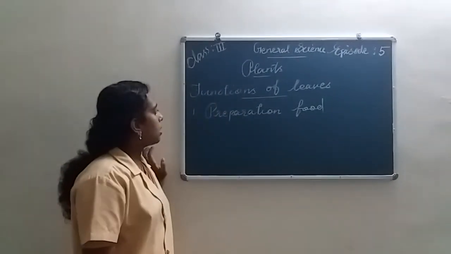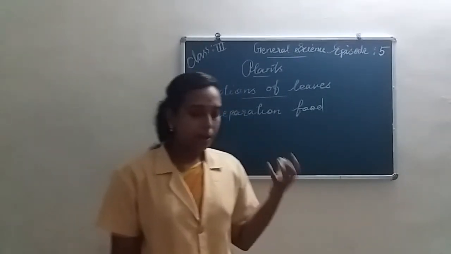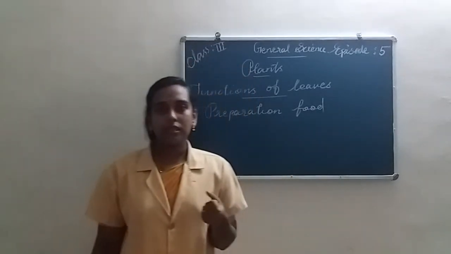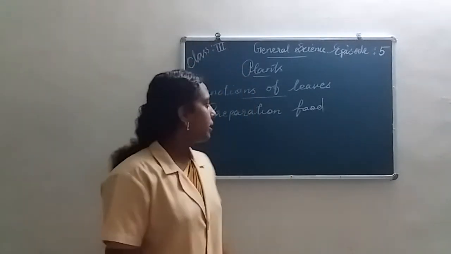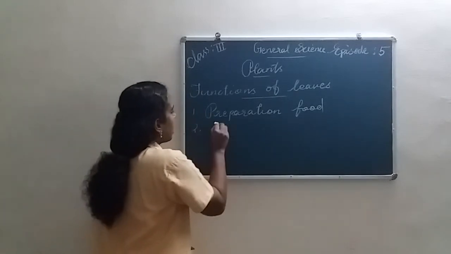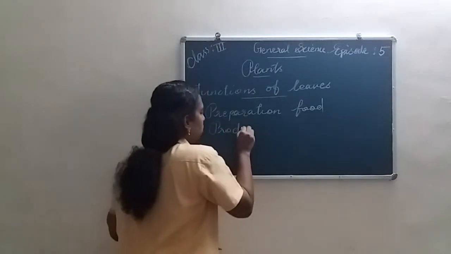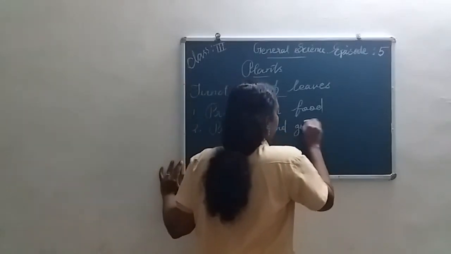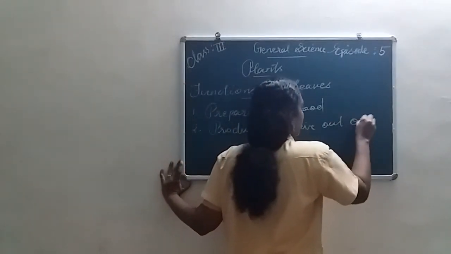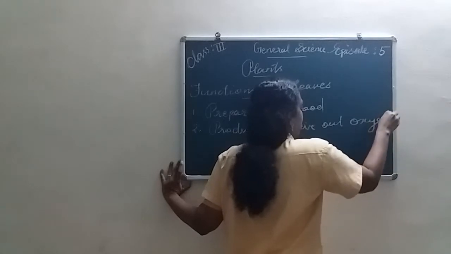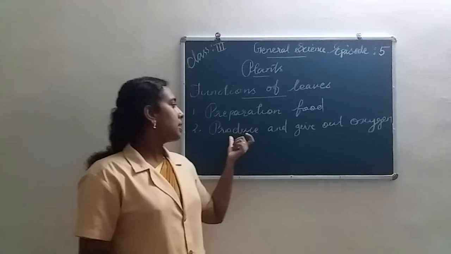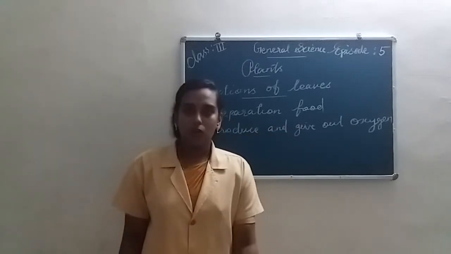And the next one is that the leaves help to produce oxygen during photosynthesis. Plants produce and give out oxygen. So these are the two main functions. First one is preparation of food and the second one is to produce and give out oxygen.